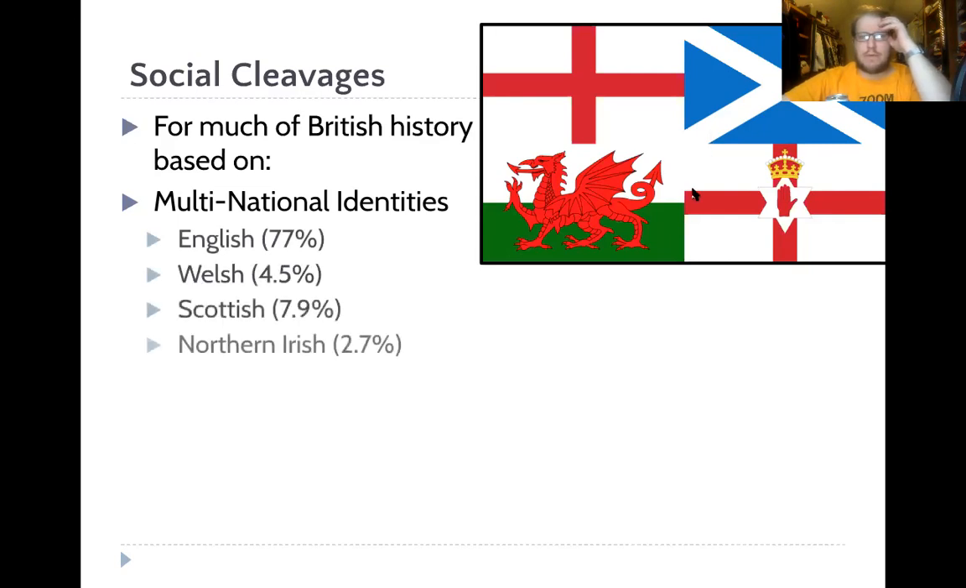So when we talk about the breakdown of the people who are tied to one of the four kingdoms, the English by and large outnumber, right? 77% of the population of the United Kingdom identify as English, 4.5% Welsh, 7.9% Scottish, and 2.7% of the population is Northern Irish. Now, those multinational identities will also be composed of multiple different ethnic groups, and we'll talk about those clusters in a moment, but these have created some of the largest challenges.